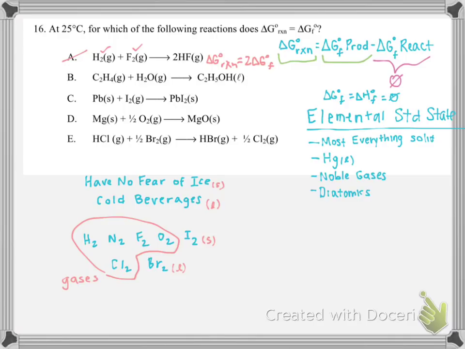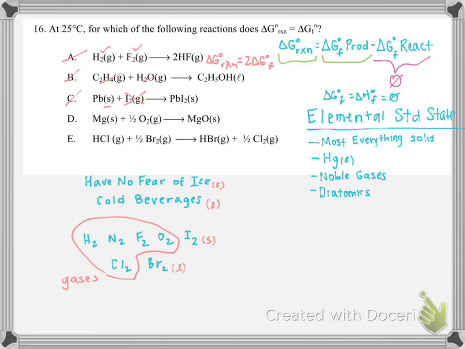Okay, and in B, our reactants are complex molecules. It's not just one element on its own. And so both of these would have some delta G formation. And so B is out. Okay, for C, lead, that's not one of our exceptions, so that's good to be a solid. But I2 is supposed to be a solid in its standard state, so this would not be standard. So C is out.